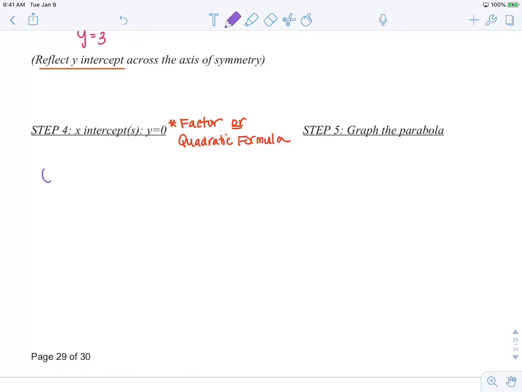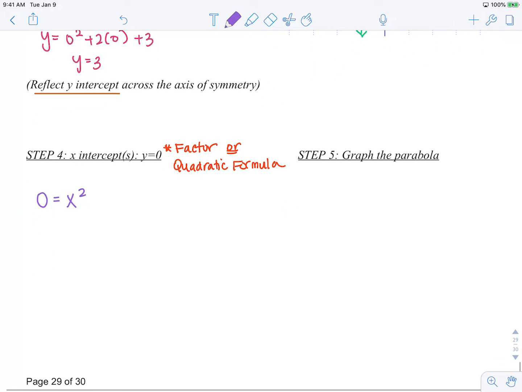So 0 equals x squared plus 2x plus 3. Remember, if I check a times c, that's 3. And I'm looking for two numbers that multiply to make 3 and add to make 2. That is not possible to factor. Now I can check with my quadratic formula.